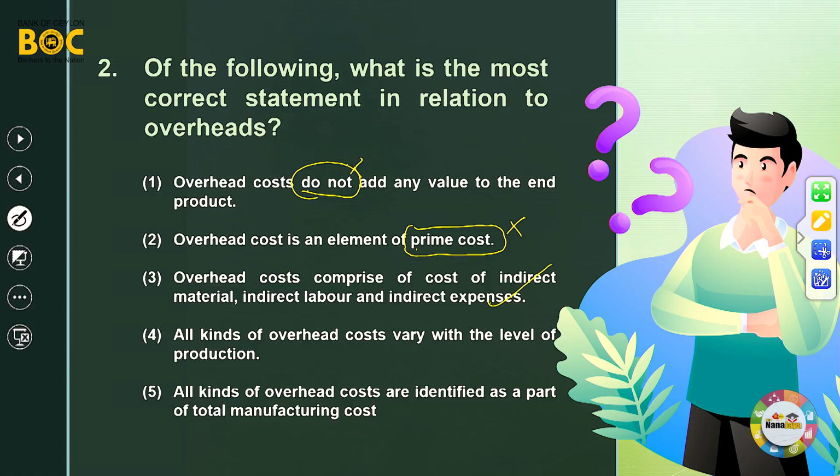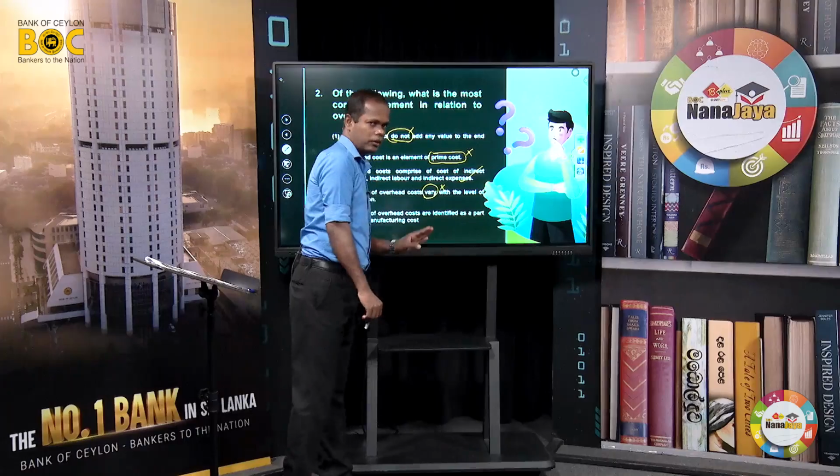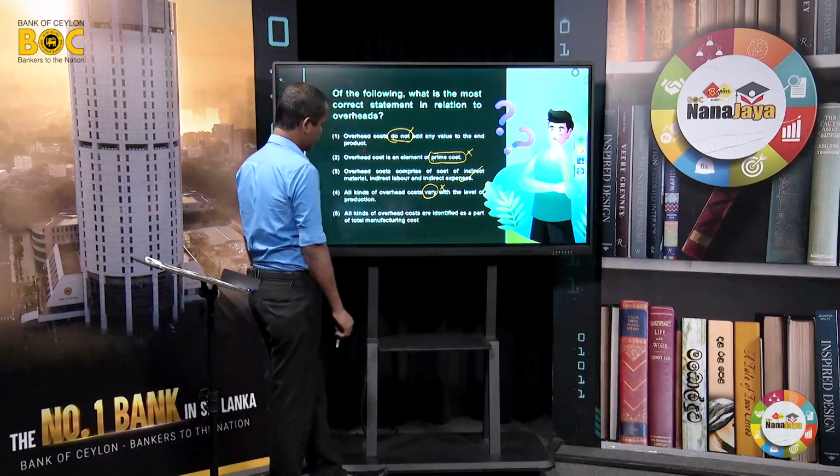All kinds of overheads vary with the level of production? No. There are fixed overheads. If you take monthly rent, it is a fixed overhead. All overheads are not variable. Insurance premium is fixed; it's not a variable overhead. It says all kinds of overheads vary. No, there are fixed overheads also.